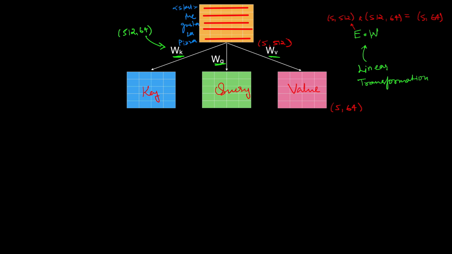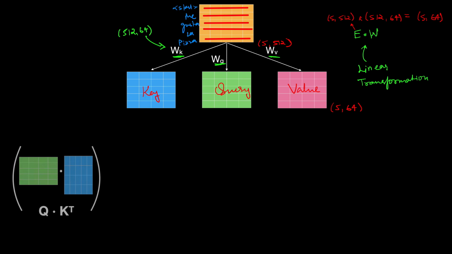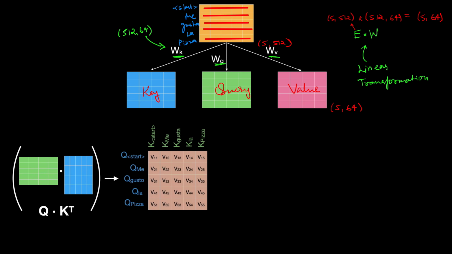Alright, now our self-attention operation starts. First, we multiply the query with the K transpose. This multiplication of query and keys is going to provide us with the similarity scores. The Q is of size 5 by 64 and the K transpose is of size 64 by 5. So the result is going to be of size 5 by 5. These values indicate the similarity score between the input tokens.